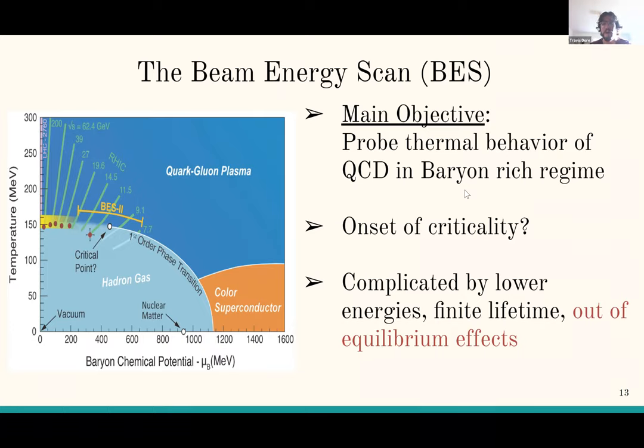There are of course also finite lifetime effects, because the system only lasts for so long. If there is criticality, does it last long enough for us to even see it in the final state, even if the system is close to equilibrium? And then of course there are out of equilibrium effects. So there are all these different effects coming into the beam energy scan that one has to try and surmount to be able to process data and extract from it the thermal behavior that we're looking for.